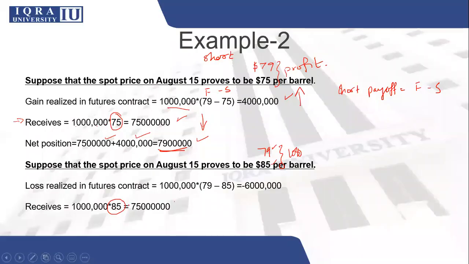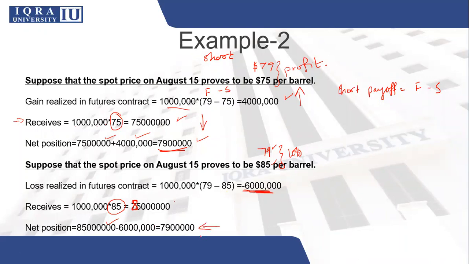Sorry, there is a typo over here. This should be 85. So you should have received more because the price was higher, but because you have hedged your position, your profit is also now limited. Even though you would have received more, because of the loss that you have made over here, this is still set over here. So I hope this clarifies your idea of hedging, what exactly it is.